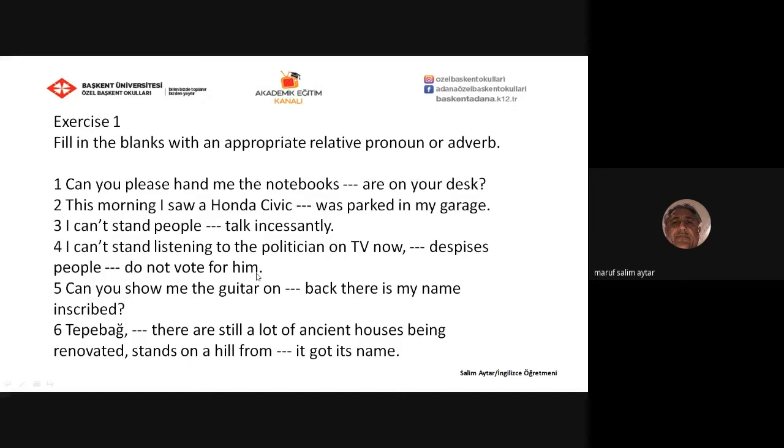Can you show me the guitar? Which guitar? On blah blah back, there is my name inscribed. So here, we need to use a relative pronoun which shows possession. Remember? Tepeba, it's a name, blah blah. There are still a lot of ancient houses being renovated, stands on a hill from blah blah it got its name. Does it show a kind of place? Okay, right.